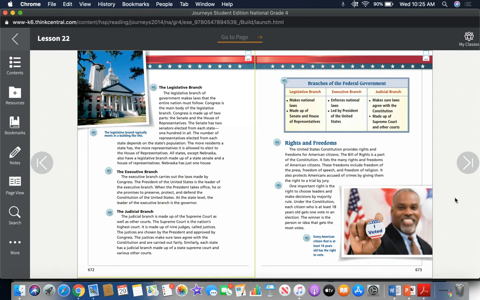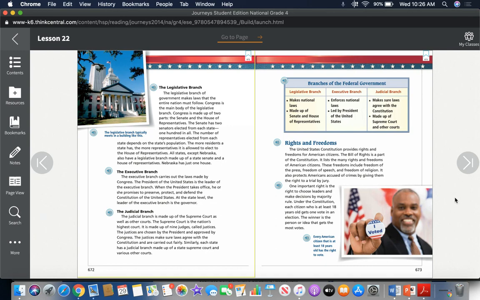The judicial branch. The judicial branch is made up of the Supreme Court as well as other courts. The Supreme Court is the nation's highest court. It is made up of 9 judges called justices. The justices are chosen by the president and approved by Congress. The justices make sure laws agree with the Constitution and are carried out fairly. Similarly, each state has a judicial branch made up of a state Supreme Court and various other courts.